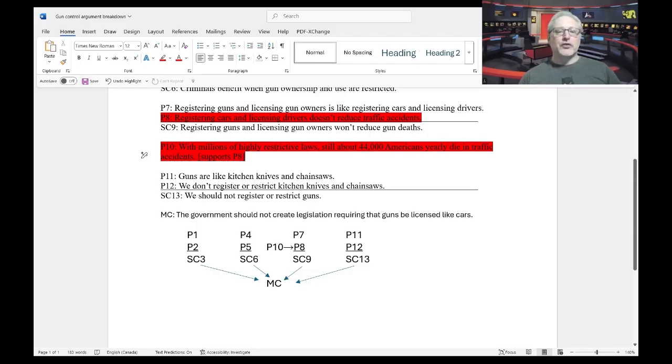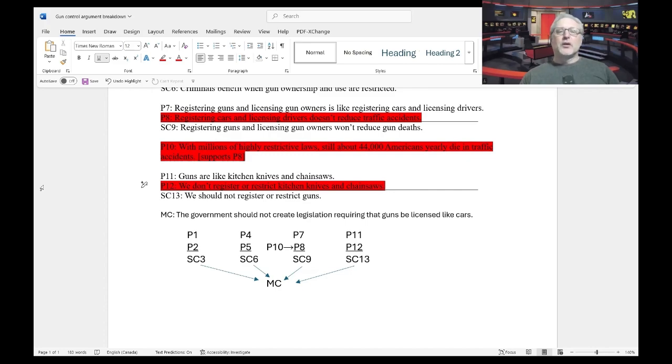We don't register or restrict kitchen knives and chainsaws. Okay, so actually we've already been here. I strongly suspect that there are laws against carrying around kitchen knives and chainsaws in public. So actually premise 12 is false. I think also that when we talked about this before, when you were doing the critical reading techniques, we decided that guns are not that much like kitchen knives and chainsaws.